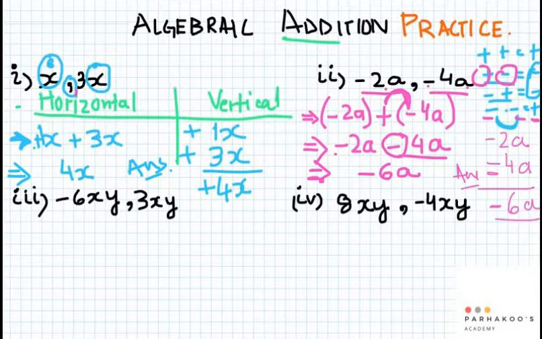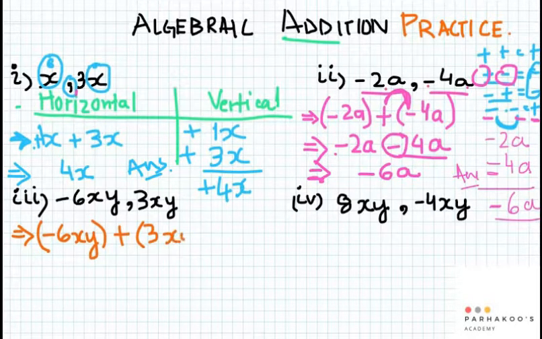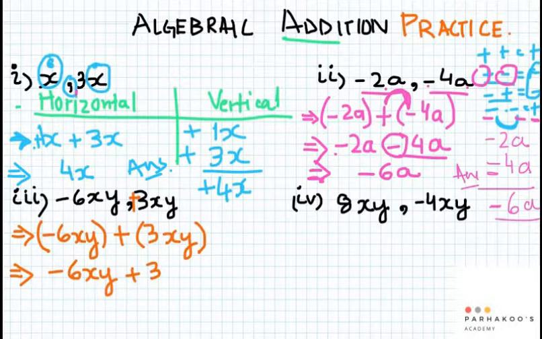Now let's do this third one. Minus 6xy plus 3xy. If there's no sign, there's a plus sign, remember. So now let's open up the brackets. Minus 6xy plus 3xy.